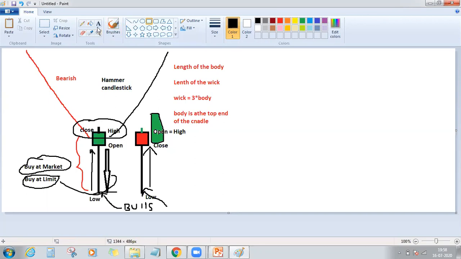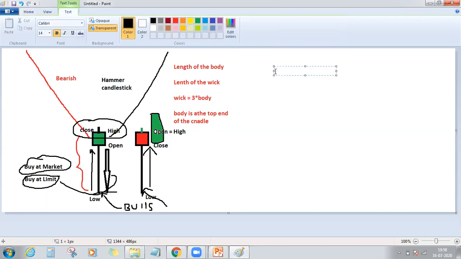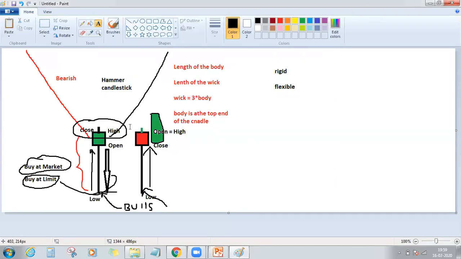And remember, in spotting any candlestick patterns or chart patterns, you should never be rigid. You should be flexible in finding these patterns. So you have to give this buffer on the top if it is a hammer candlestick pattern. So this is one variation of a bullish candlestick pattern.